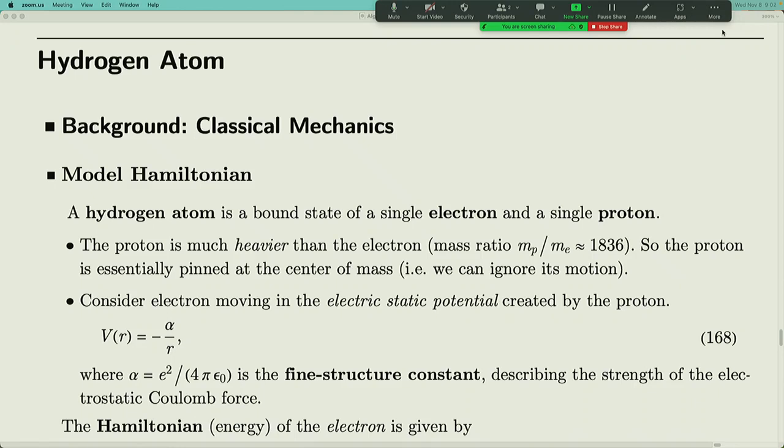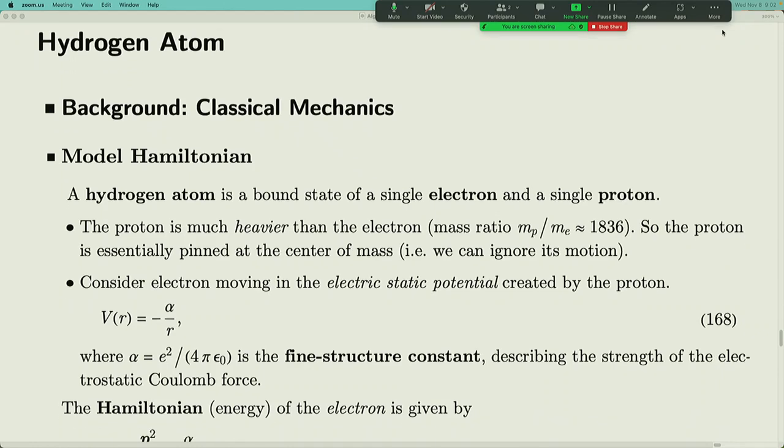In order to talk about the hydrogen atom, the only thing that's different between the hydrogen atom and angular momentum seems to be that both of them have three-dimensional space rotation symmetry, but in the hydrogen atom the electron can also move in the radial direction. It is not just a rigid body spinning around the nucleus. It also has radial motion.